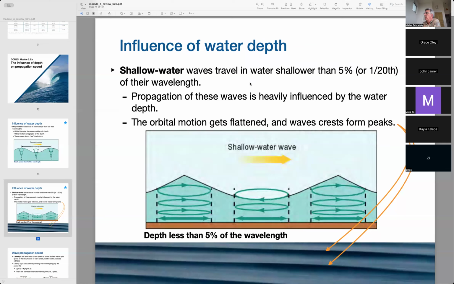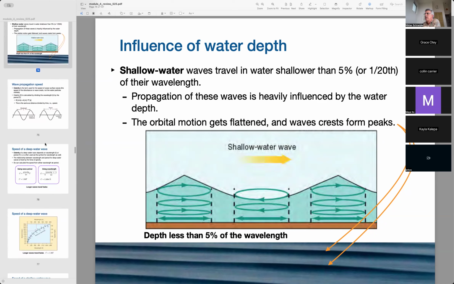The definition here is that shallow water waves are in water shallower than 5% or 1/20th of the wavelength. And now the propagation of these waves is very strongly influenced by the water depth. We see also that the orbital motions, which were approximately circles in the deep water waves, will flatten in the shallow water waves. And as you go closer to the bottom, there will simply be a back and forth motion along the bottom.